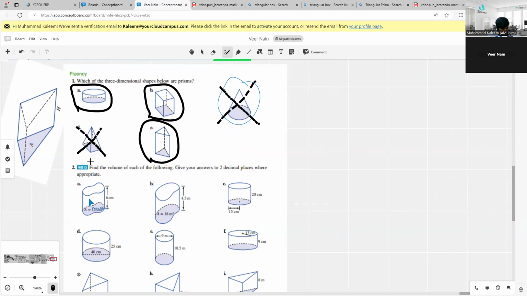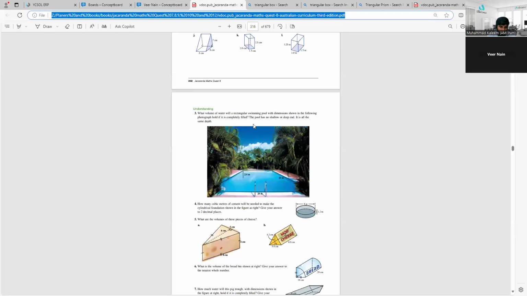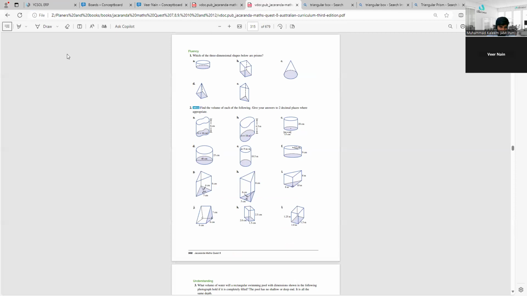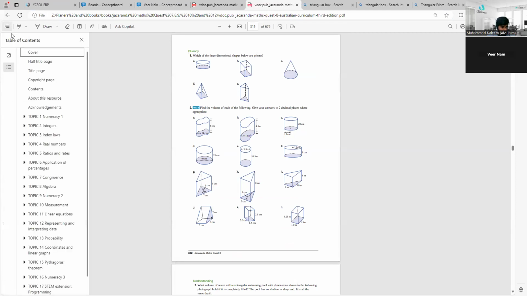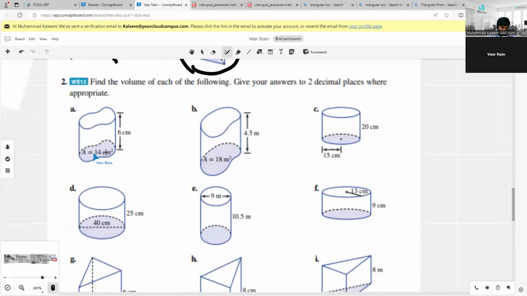Find the volume of each of the following. Give your answers to 2 decimal places where appropriate. Height is 6. So in this one, do you just do area times the height? Yes, definitely. Because area is already given, 14 times 6. 14 times 6 is 84.